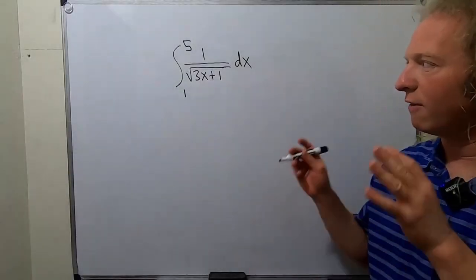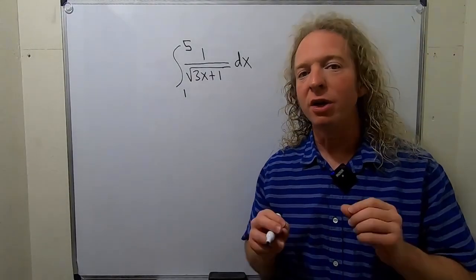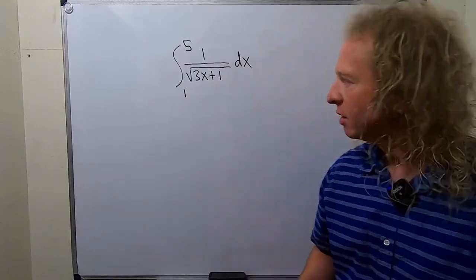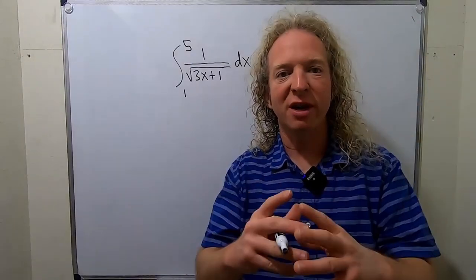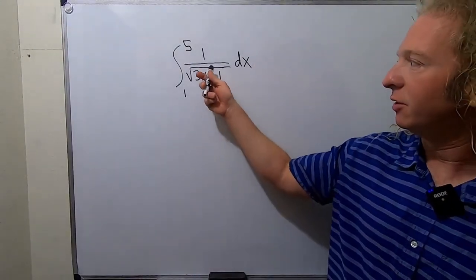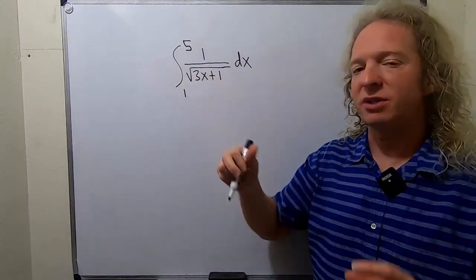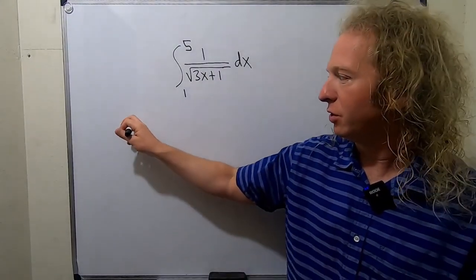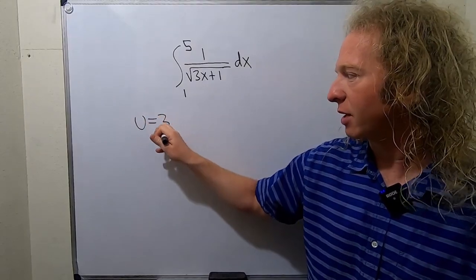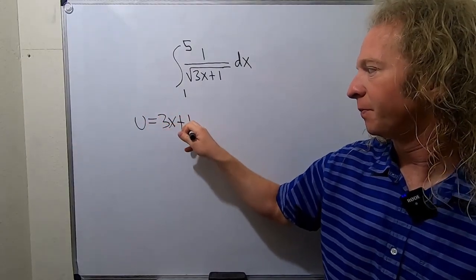In this video, we're going to evaluate this definite integral using U substitution. Whenever you're using U substitution, usually U is your inside function. So in this case, a good first attempt for our U is the piece inside the square root. So we'll start by letting u equal 3x plus 1.